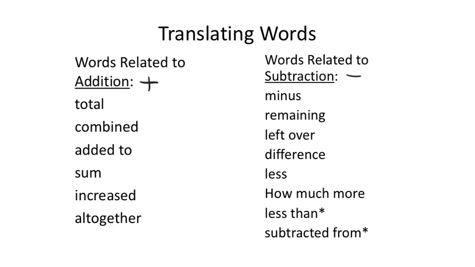So for addition: total, combined, added to, sum, increased, altogether. I guess one of the more common ones is sum. Added to is kind of direct there, maybe total. For subtraction: minus, remaining, leftover, difference, less, how much more. These two here at the end, though, we got to be careful with, because less than and subtracted from are going to reverse the order.